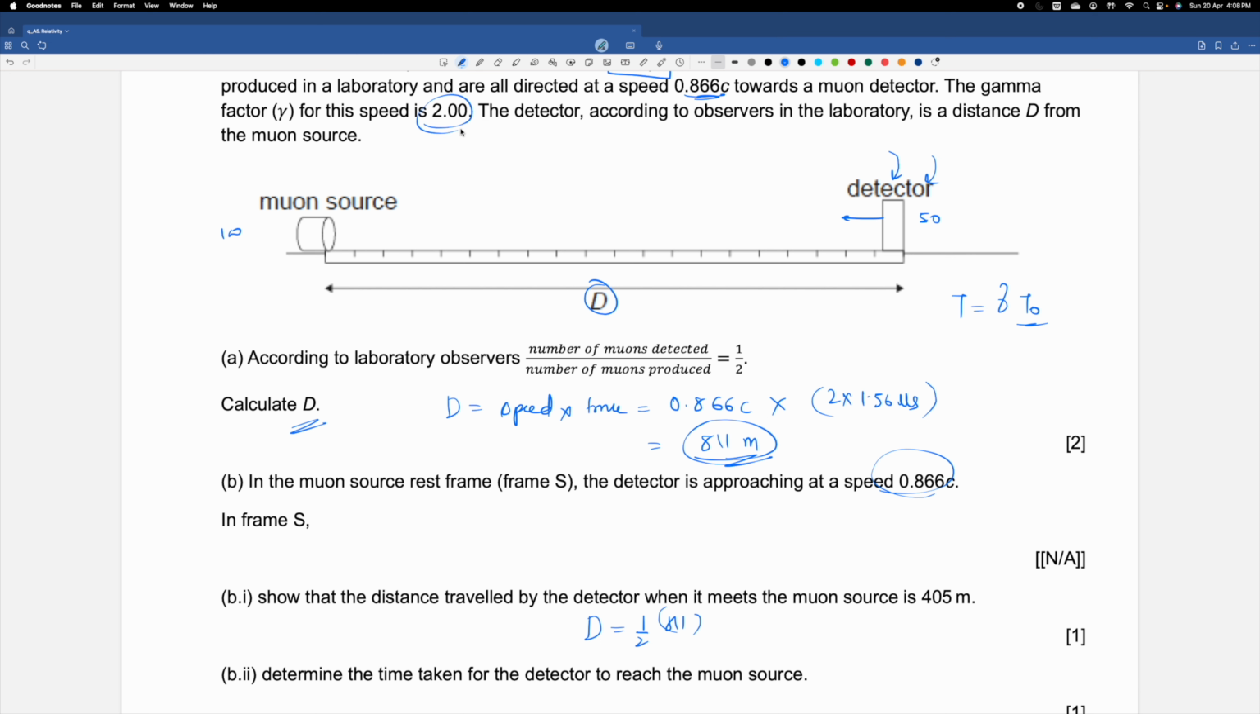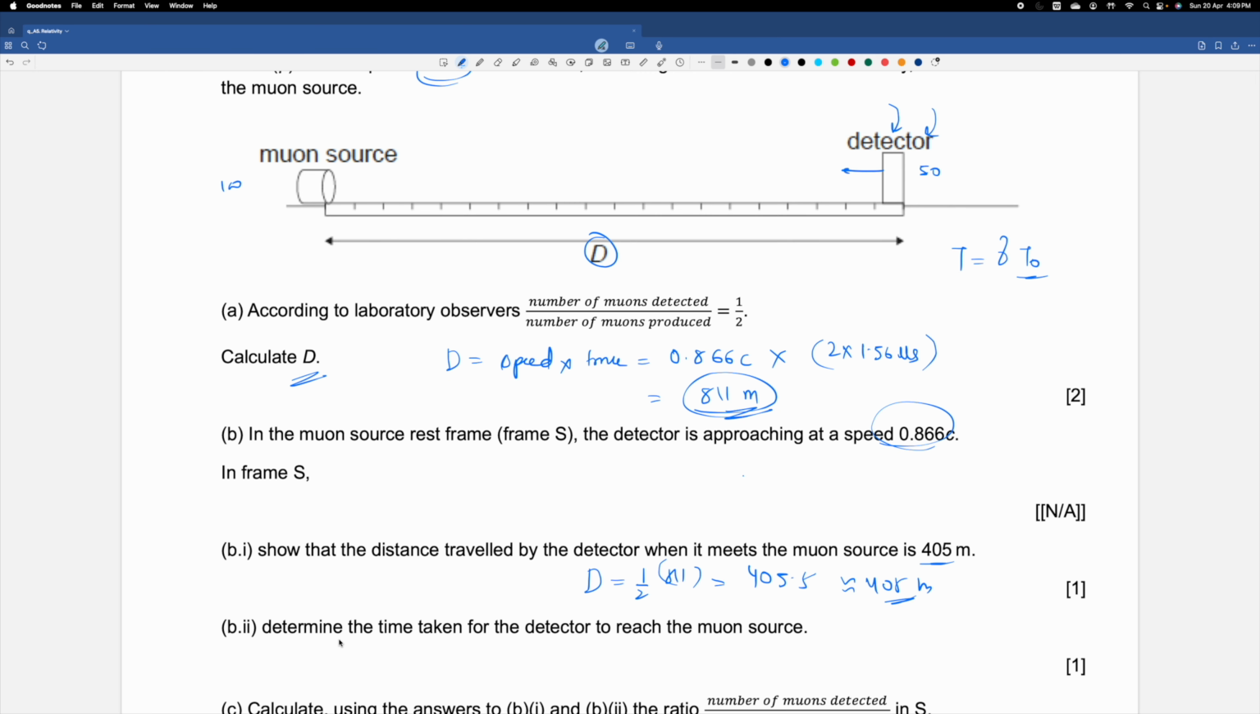Because the gamma factor is 2, it will be divided by 2, which is going to be 405.5, approximately 405 meters. Next, determine the time taken for the detector to reach the muon source.